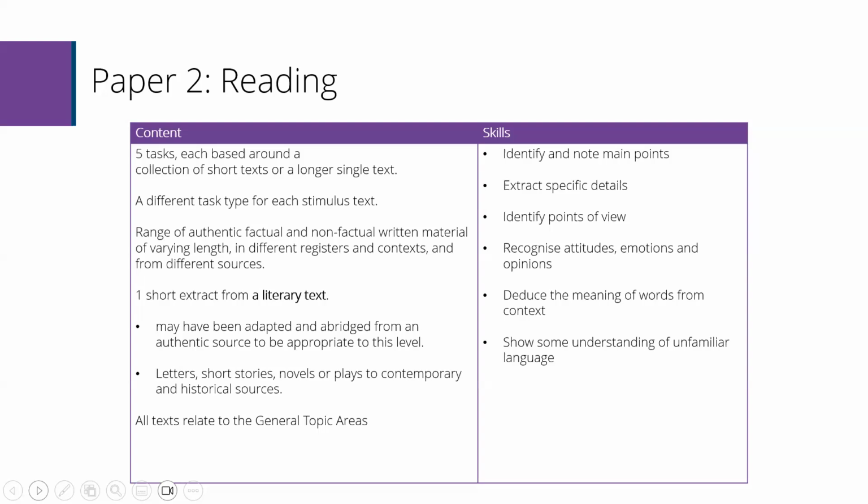So, as I said, there's one short extract from a literary text that the texts will have been adapted and abridged. And those literary texts could involve things like letters, short stories, novels or plays, contemporary historical sources, and so on. But the key thing is that they will be adapted and abridged to bring them to the appropriate level for the students.